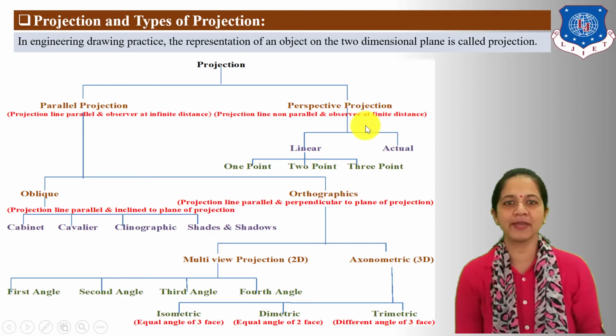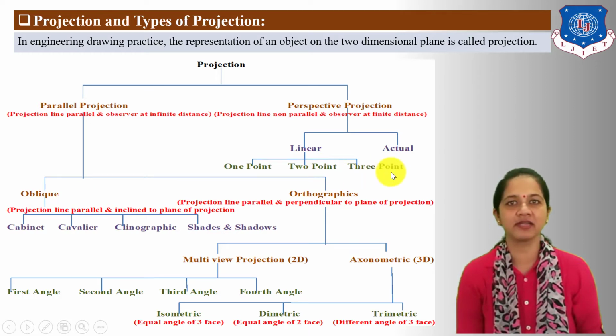Now, there are two types of perspective projection, linear and actual. Linear is divided into three parts, 1-point projection, 2-point projection and 3-point projection. Now, there are two types of parallel projection, oblique and orthographic. In oblique projection, projection lines are parallel and inclined to plane of projection. And in orthographic projection, projection lines are parallel and perpendicular to plane of projection.